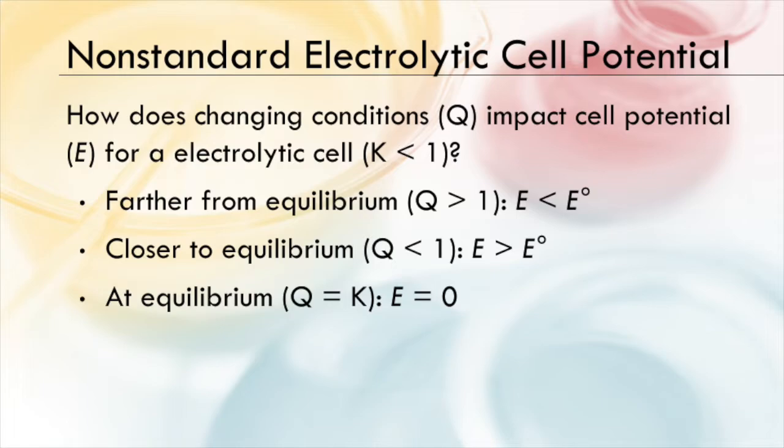potential. At equilibrium, the cell does not have a cell potential. E is equal to 0, because there is no longer any driving force for the reaction to take place in either direction. Q is equal to K, and neither the forward nor the reverse reaction are thermodynamically favored. It's at equilibrium.